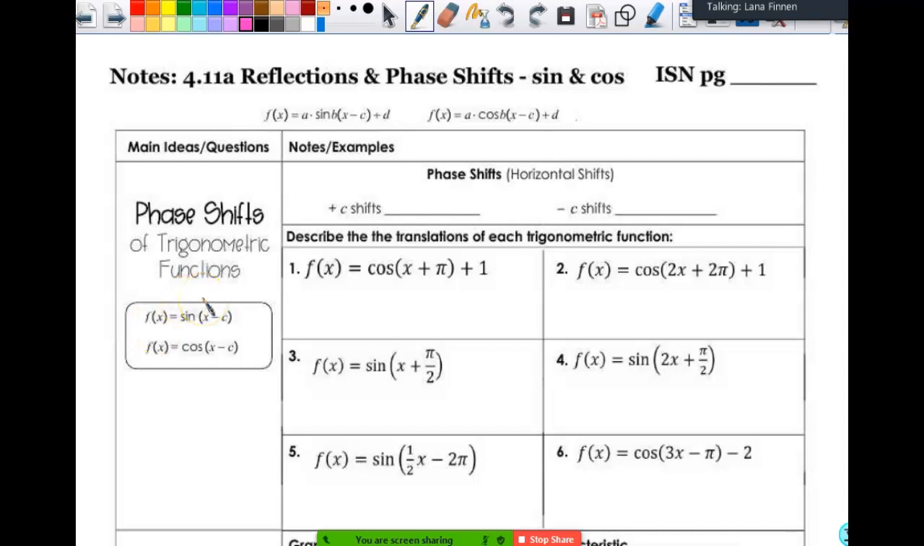Now C does the same thing C has done on all of them, which is translate it left or right. It's just not called a translation or even a horizontal shift with one of the trig functions. They're called phase shifts. But again, they do the same thing. X still lies. So if it's plus C, we're going to the left C units. If it's minus C, then we're going to the right C units. So that kind of stuff doesn't change.